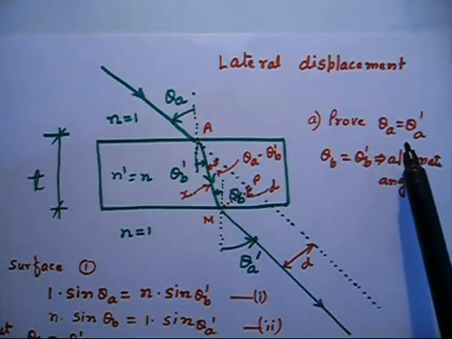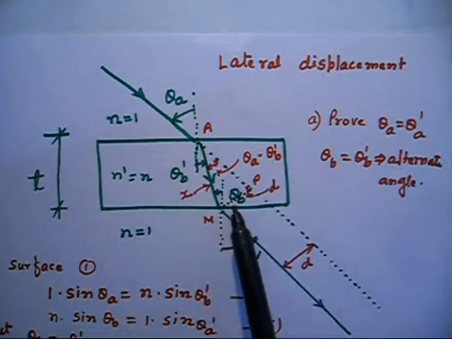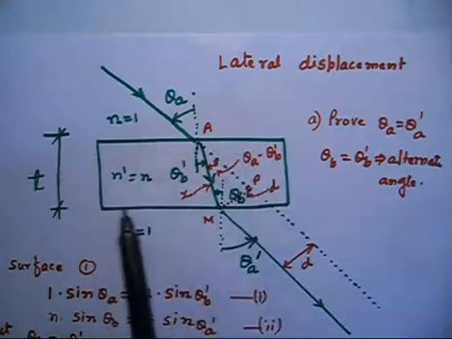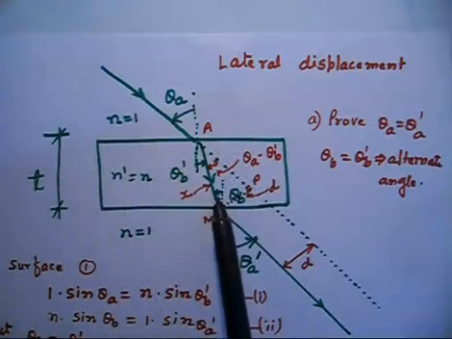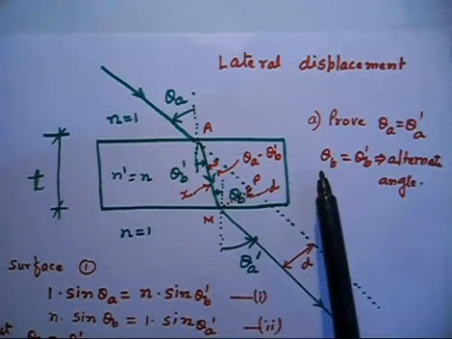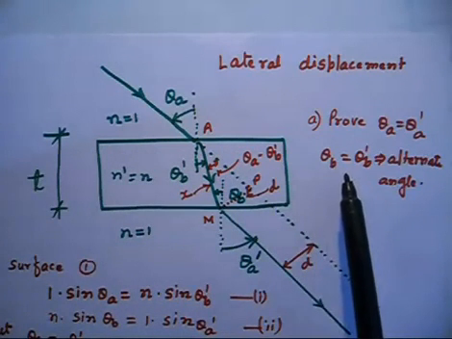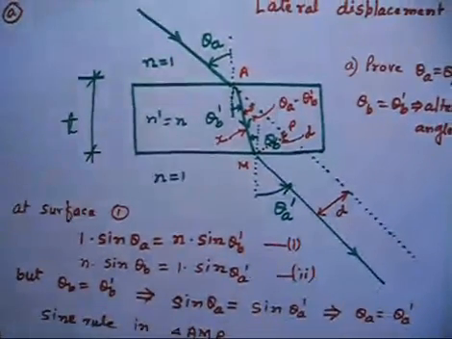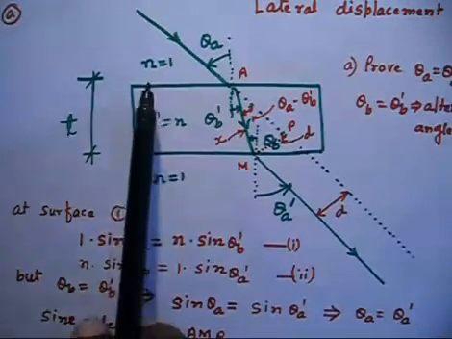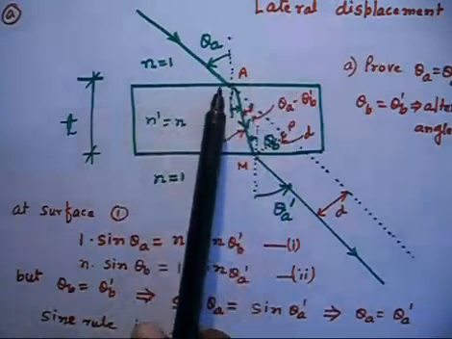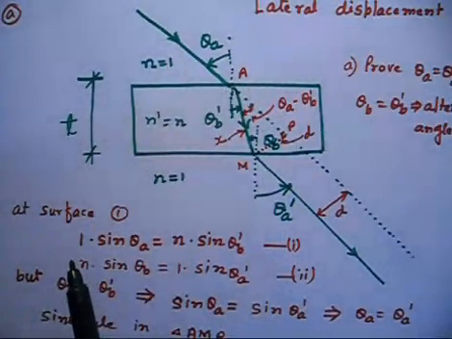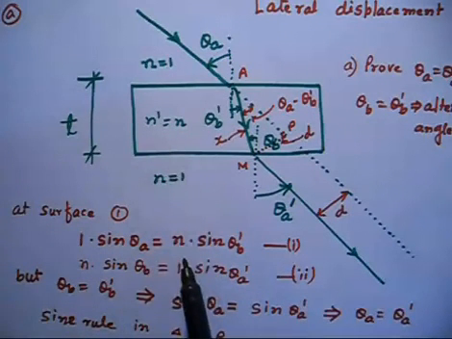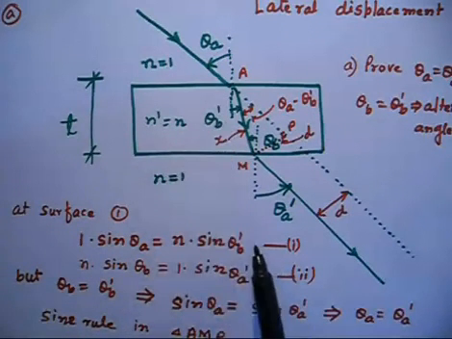Now you see, first thing, this angle and this angle are basically alternate angles because the slab sides are parallel. So this side and this side are parallel sides. This means this angle is equal to this angle. So I can write theta B is equal to theta B dash. Now if I apply Snell's law on surface 1, so this is my surface 1, I can write mu1, that is 1, into sine theta A is equal to mu2, that is n, into sine theta B dash.